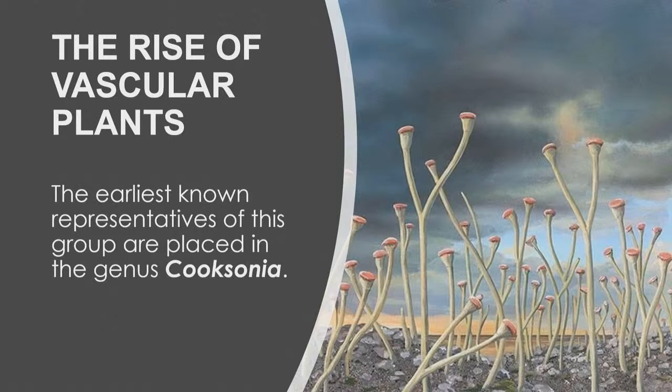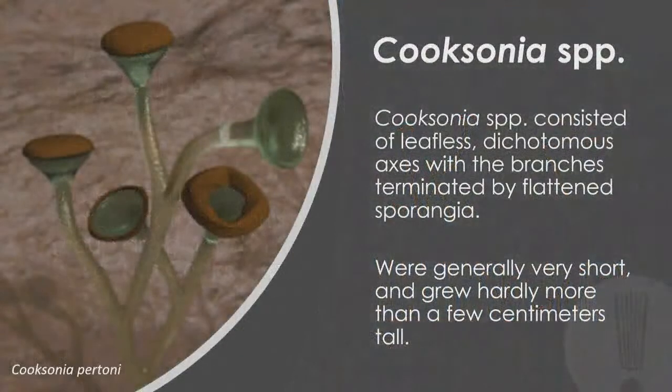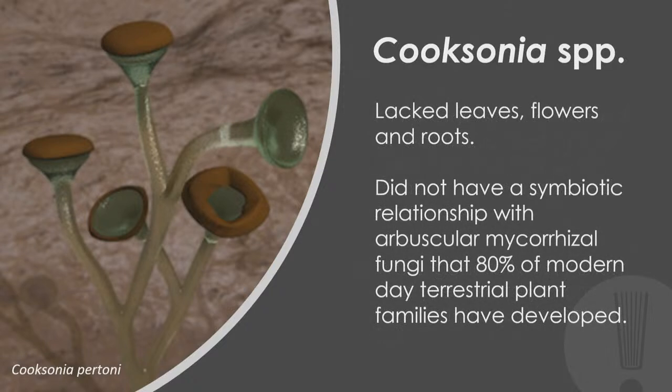So the earliest known representative of this group are in the genus Cooksonia. So these Cooksonia species, and I have an example here, I got some good photos that might show it better than the camera. These are pretty small. They're typically very short, grew hardly more than a few centimeters tall. Consisted of leafless, dichotomous axes with branches terminating into flattened sporangia. Remember, these plants reproduce with spores. They lacked leaves, flowers, and roots.